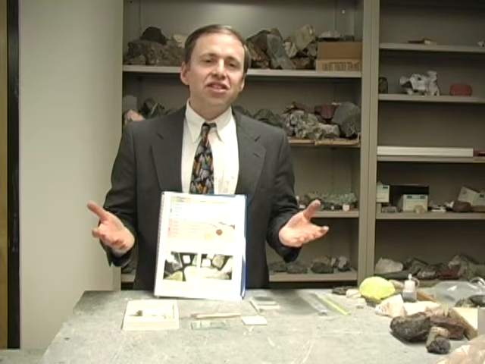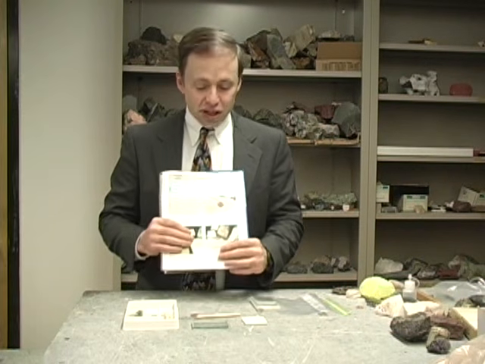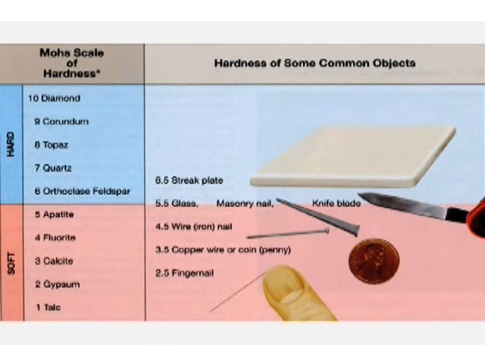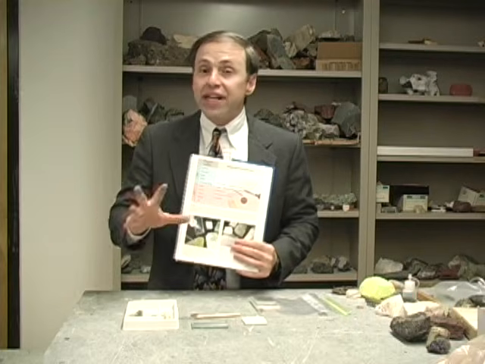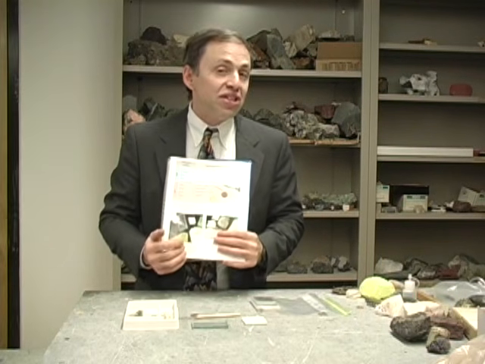Once you've figured out luster, the next thing we're going to do is talk about hardness. You will see in your book there is a chart called the Mohs hardness scale. This is a relative scale of how hard minerals are. You might think hardness is the ability not to break into pieces when you smash it. Not so. It's the ability not to be scratched.